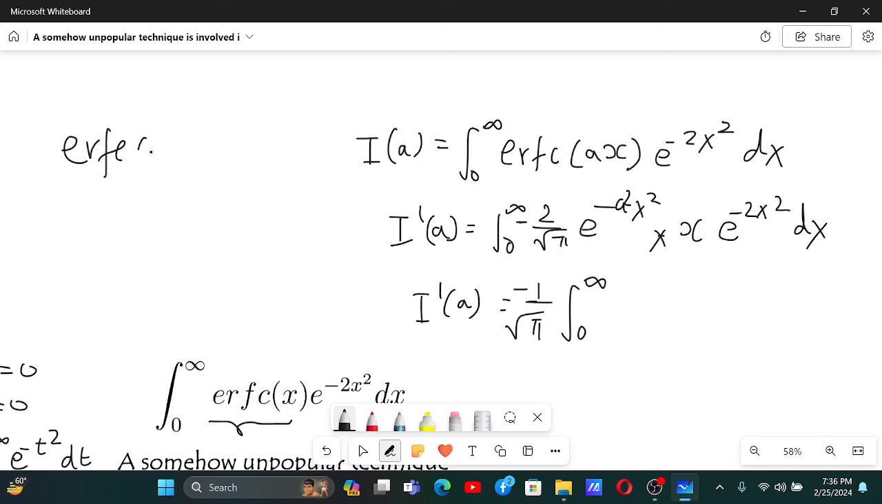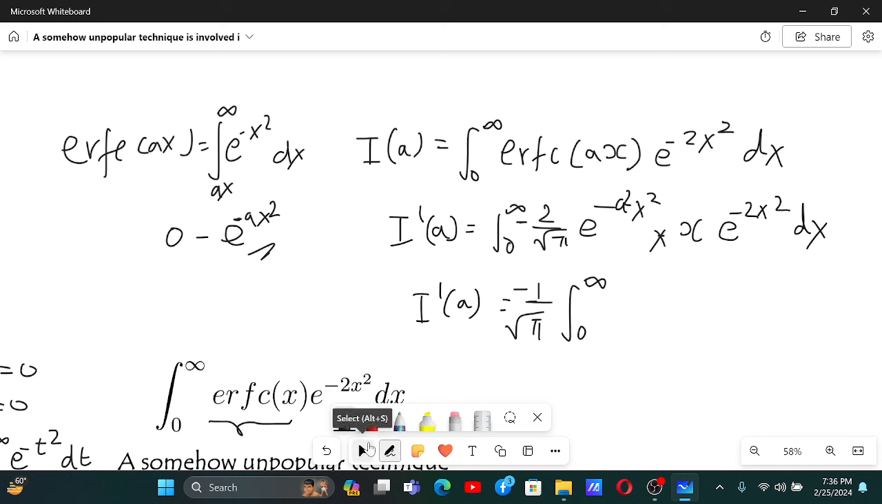erfc of ax is the integral from ax to infinity of e to the power minus x square dx. So there will be something at infinity and something at ax, and that will be a constant. If we differentiate this in the first limit, that will just be 0, and in the second one we will have minus x square. So that's why we can see it from the fundamental theorem of calculus. You can notice that.